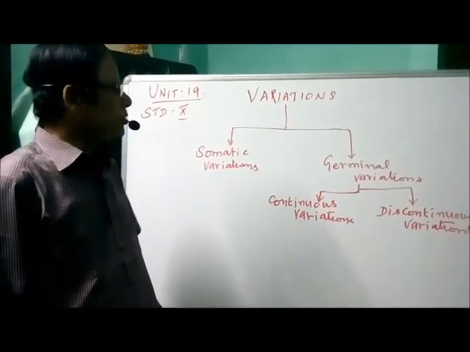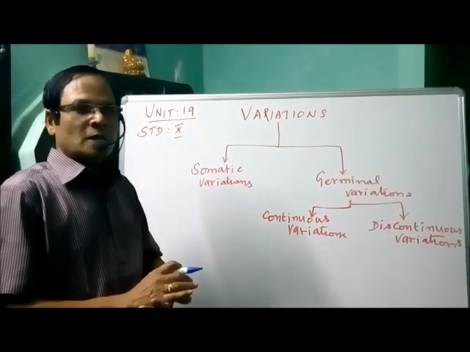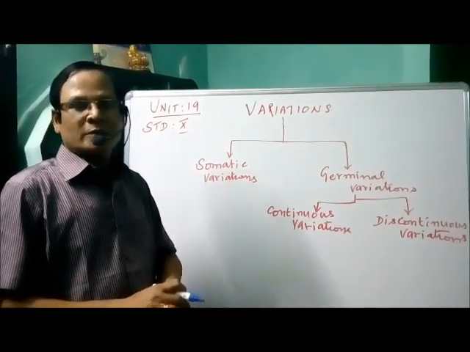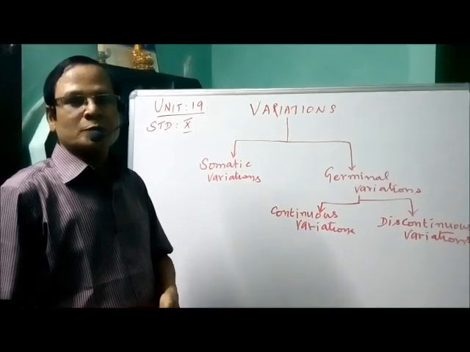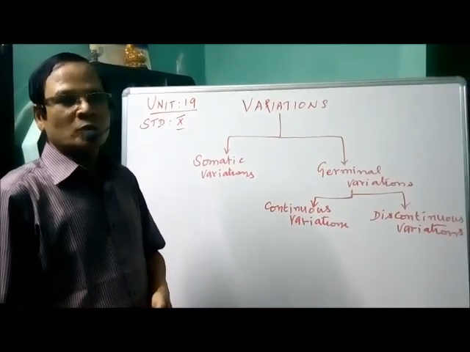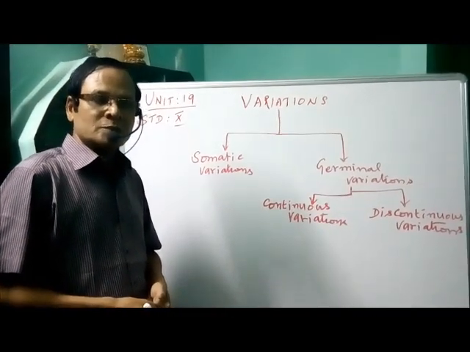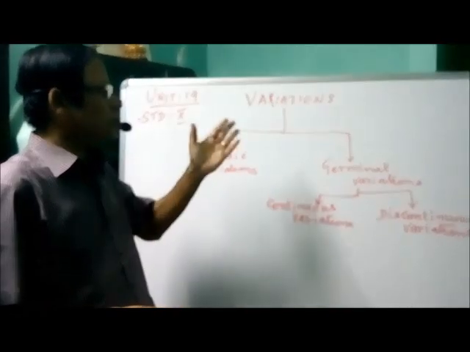Students, we are going to talk about variations. Now, either in plants or in animals, we have two types of reproduction. One, sexual reproduction. Another one, asexual reproduction. Sexual reproduction is mainly responsible for causing variations.